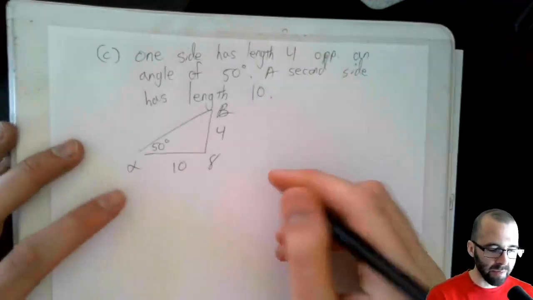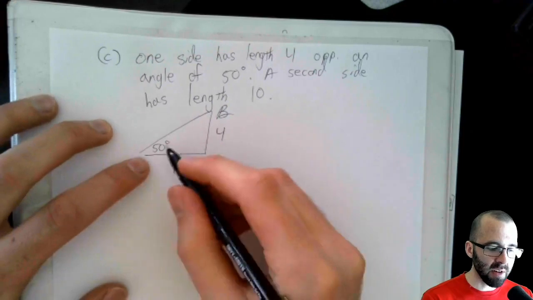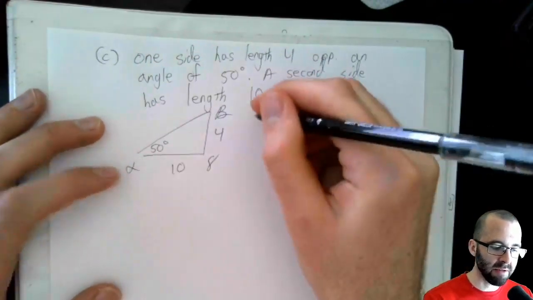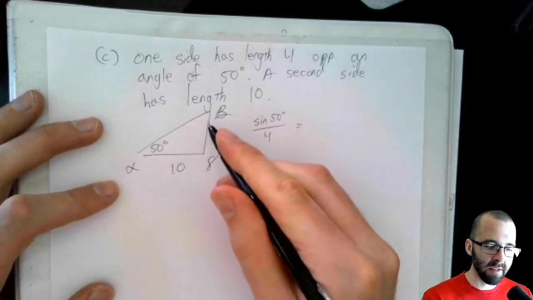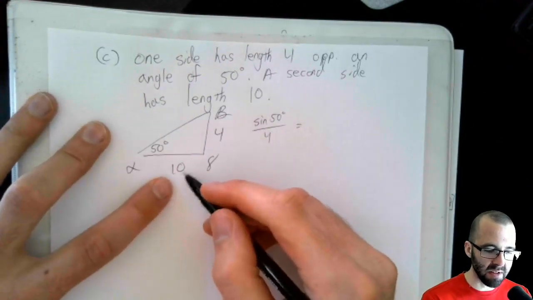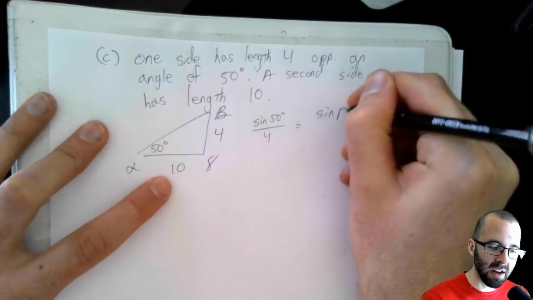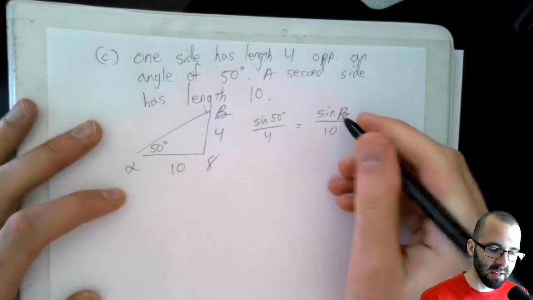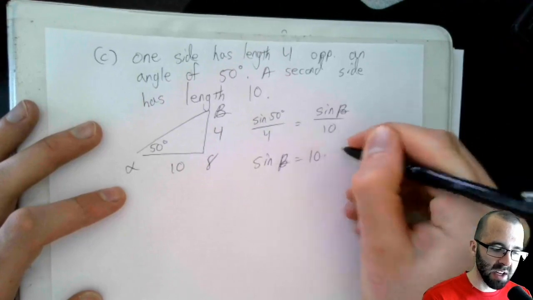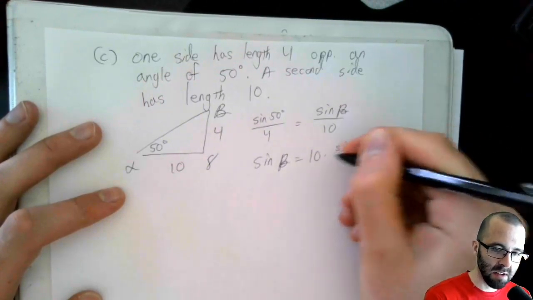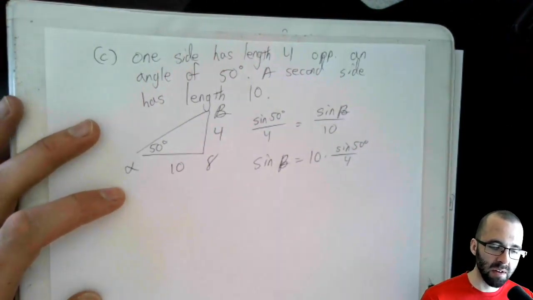Okay, so what you should have gotten is that you start with the pair that you know, 50 degrees and 4. Get sine of 50 degrees divided by 4, and then use a pair where you only have one of the pieces. This can be sine of beta divided by 10. Solve for sine of beta. And you get sine of beta is equal to 10 times the sine of 50 degrees divided by 4.